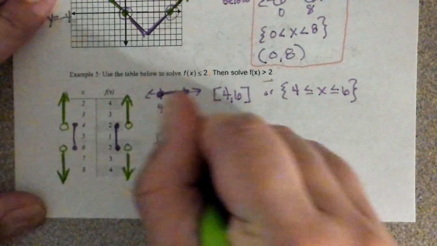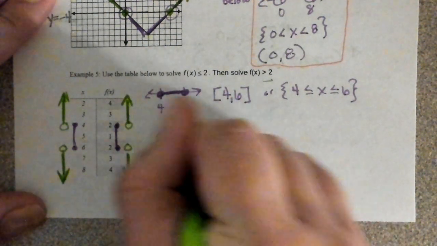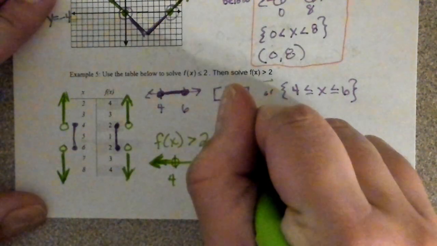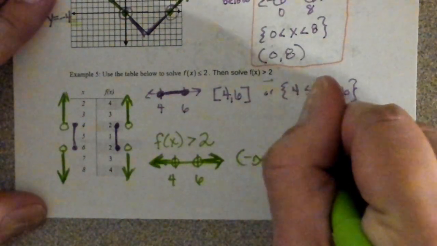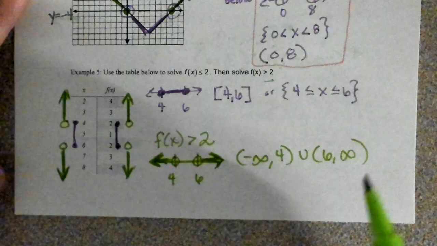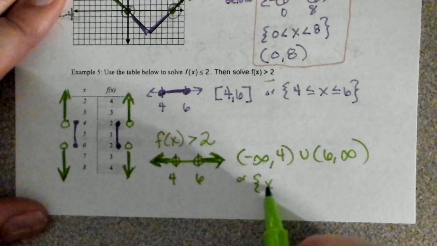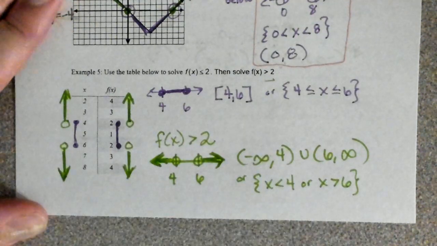On a number line, it would look like this: open circles at 4 and 6, going out to the left and right. So negative infinity to 4, parentheses, union 6 to infinity. Or x is less than 4, or x is greater than 6.